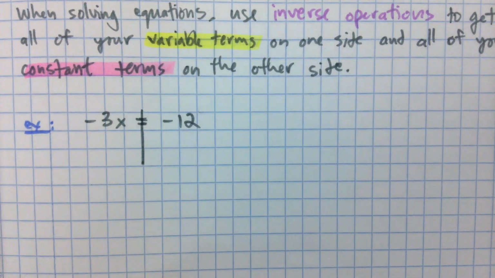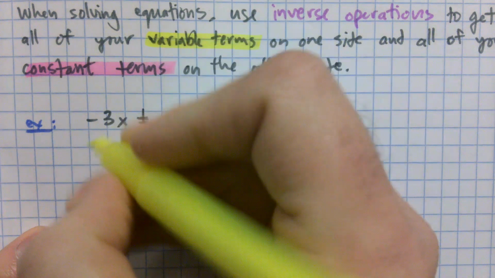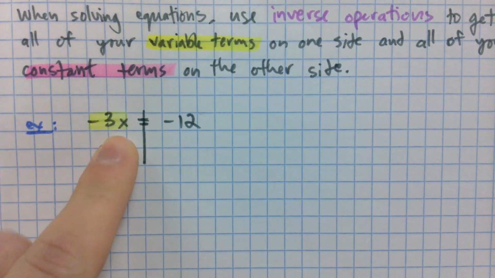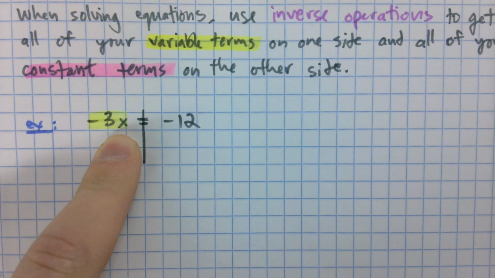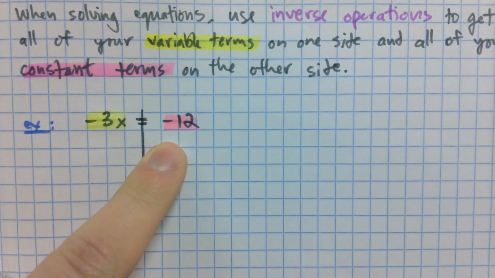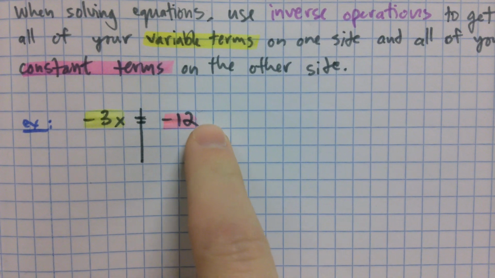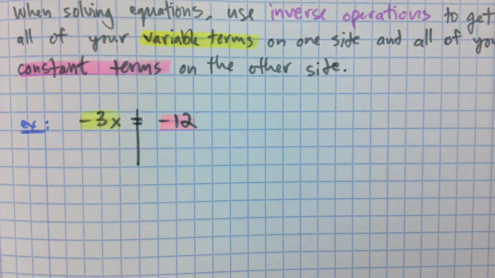Who could tell me what's my variable term or terms there? Negative 3x. How do we know it's a variable term again? It's got a variable. So what's my constant term? Negative 12. Constant is just another word for number, right? So if there's a number that you see with no variable on the end, that's a constant term.